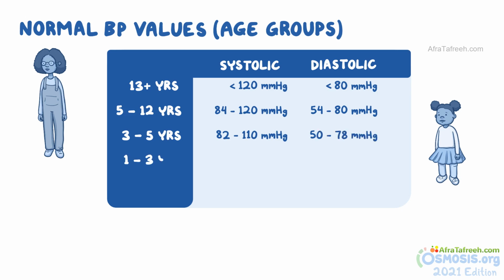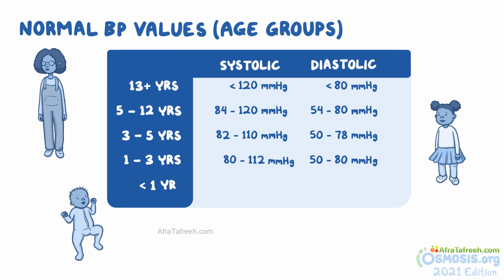Toddlers from 1 to 3 have a normal systolic blood pressure of 80 to 112 millimeters of mercury and a diastolic pressure of 50 to 80 millimeters of mercury. Finally, infants under 1 year of age normally have the lowest blood pressure, which ranges from 74 to 100 millimeters of mercury systolic and 50 to 70 millimeters of mercury diastolic.